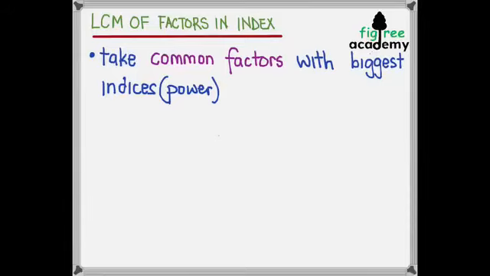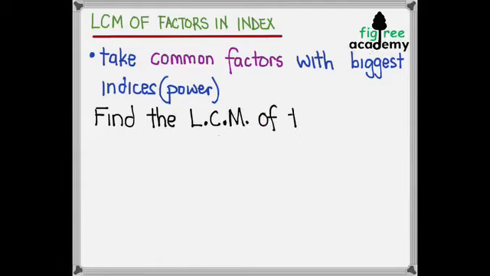We are now looking at the lowest common multiple of factors expressed in index form. So the number one rule, or the only rule we must consider, is to take the common factors with the biggest indices or biggest power, as opposed to the highest common factor where we are taking the factors with the lowest power.